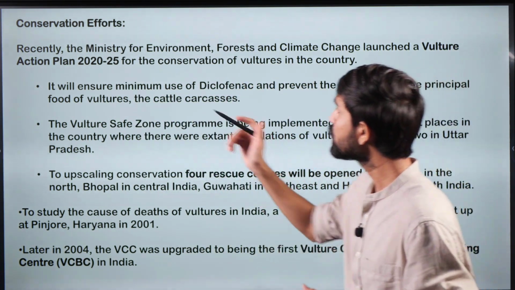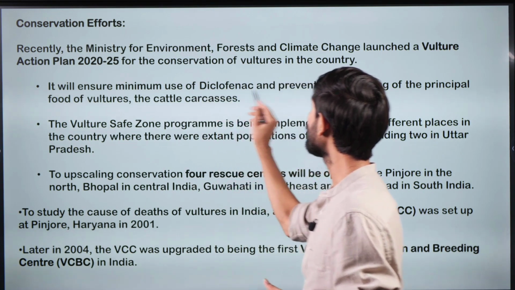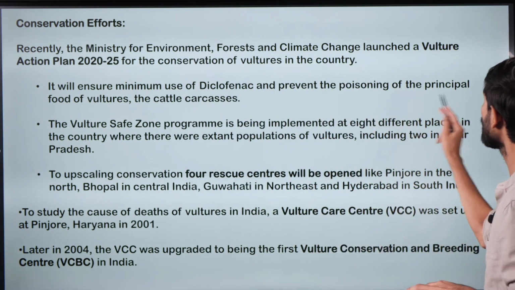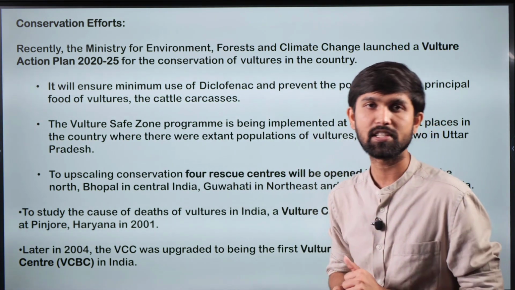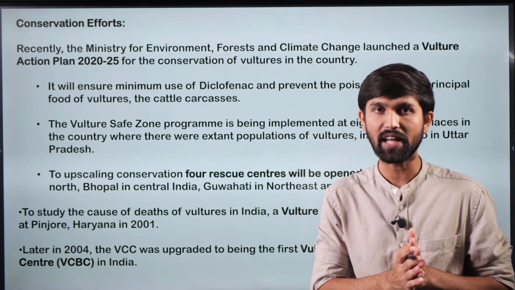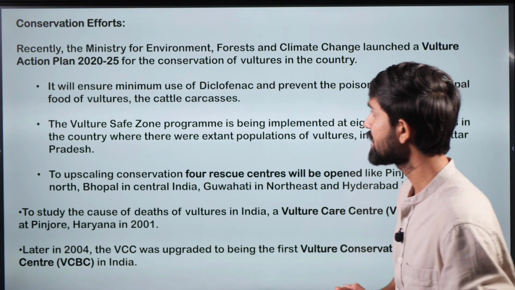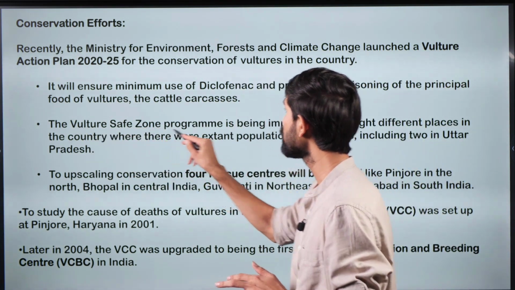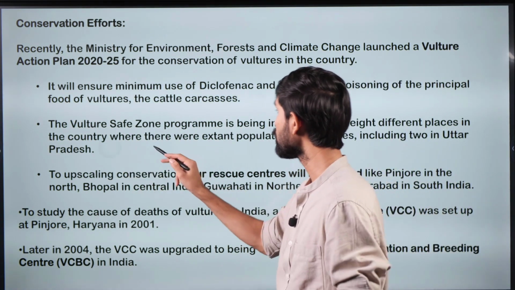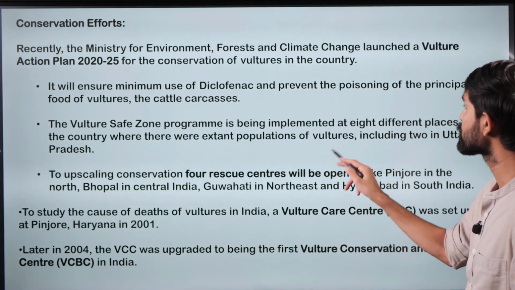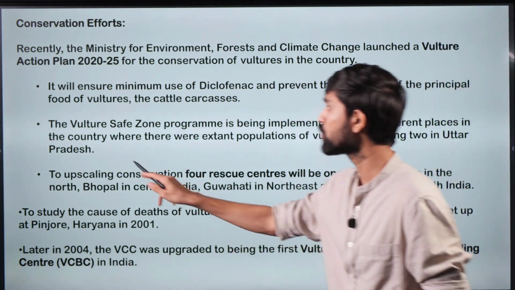What will it do? It will ensure the minimum use of diclofenac and prevent the poisoning of the principal food of vultures, that is the cattle carcasses. So as we mentioned earlier, the use of diclofenac is going to be restricted. Second, a vulture safe zone program is being implemented at 8 different places in the country where there is an extant population of vultures, including 2 in Uttar Pradesh.